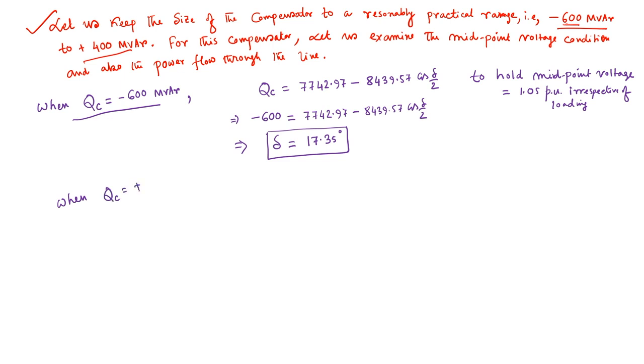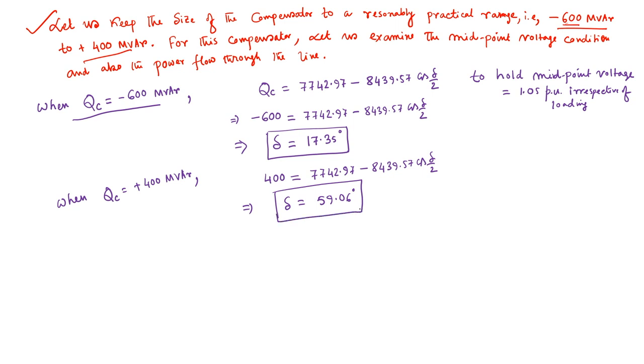Similarly, when QC is equal to plus 400 MVAr, we will also put this 400 in this particular equation. So, we can write 400 is equal to 7742.97 minus 8439.57 cos delta by 2. If you solve this, we will come up with a value of delta equal to 59.06 degree. This is according to my calculation. I hope this calculation is correct.